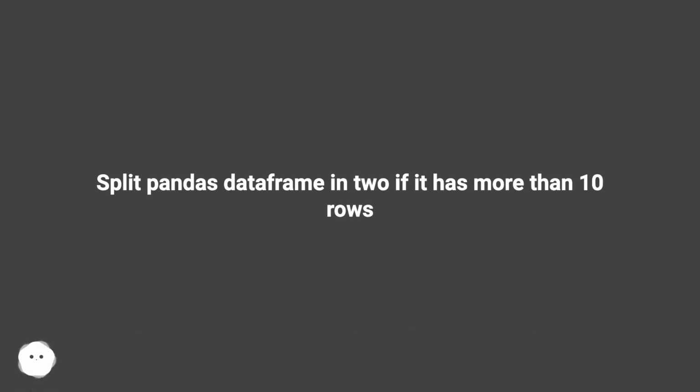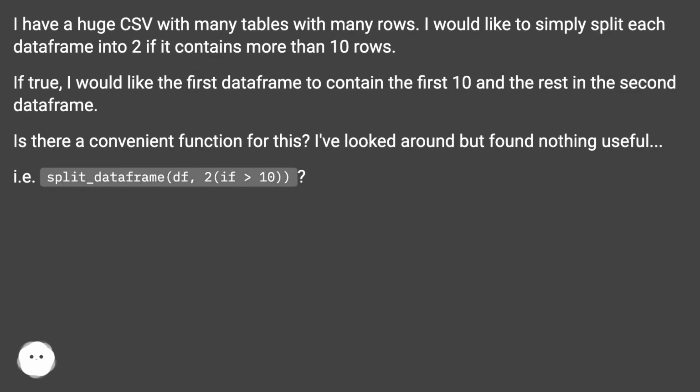Split Pandas data frame in two if it has more than 10 rows. I have a huge CSV with many tables with many rows. I would like to simply split each data frame into two if it contains more than 10 rows. If true, I would like the first data frame to contain the first 10 and the rest in the second data frame. Is there a convenient function for this?